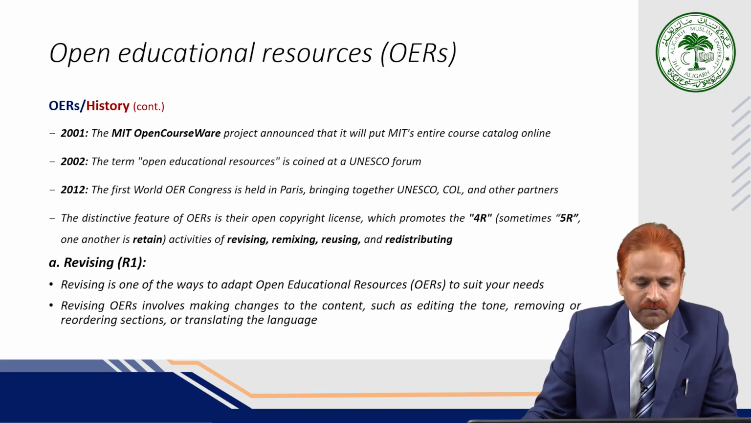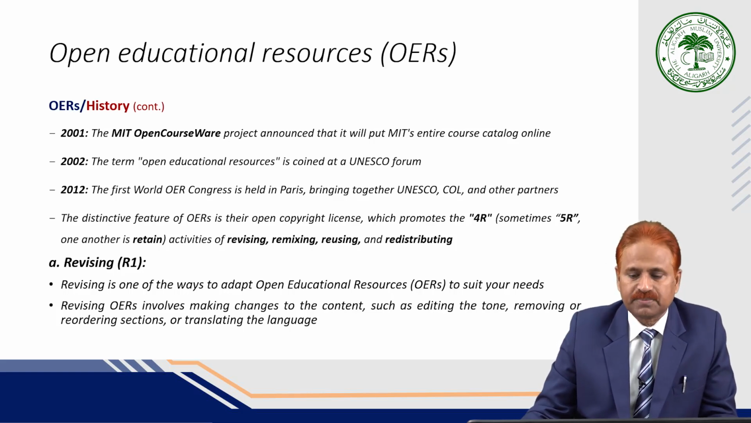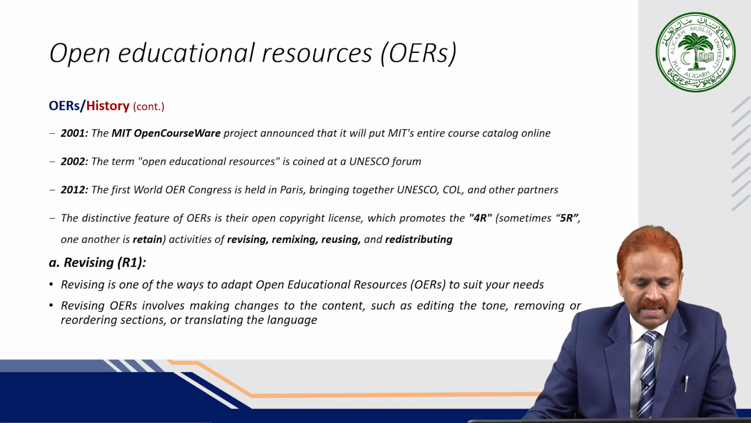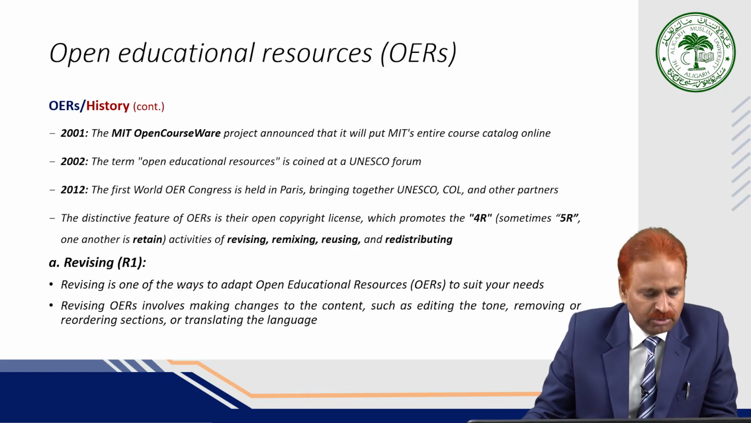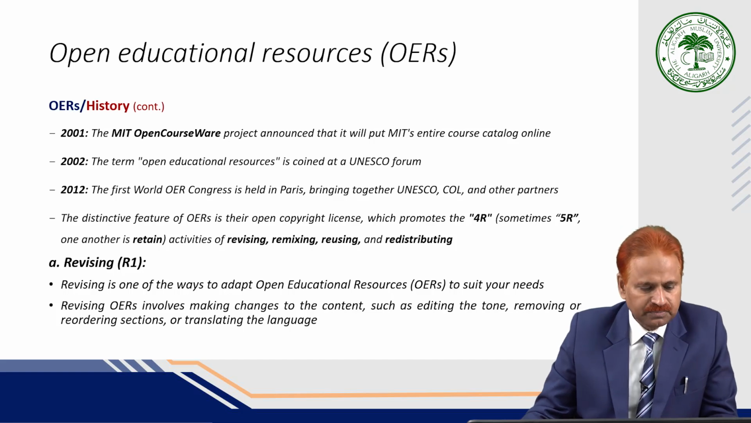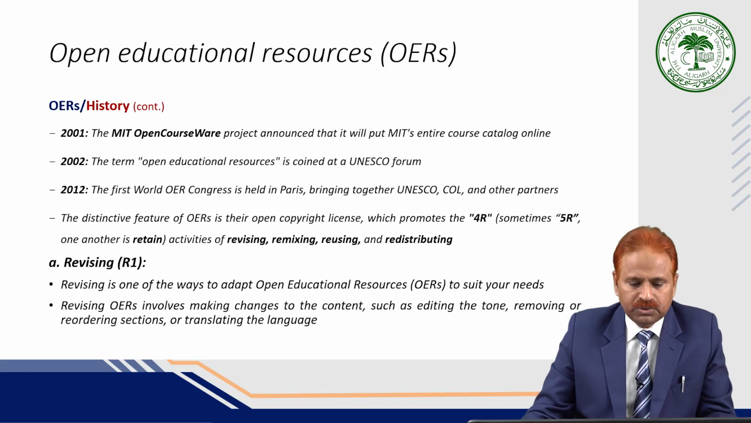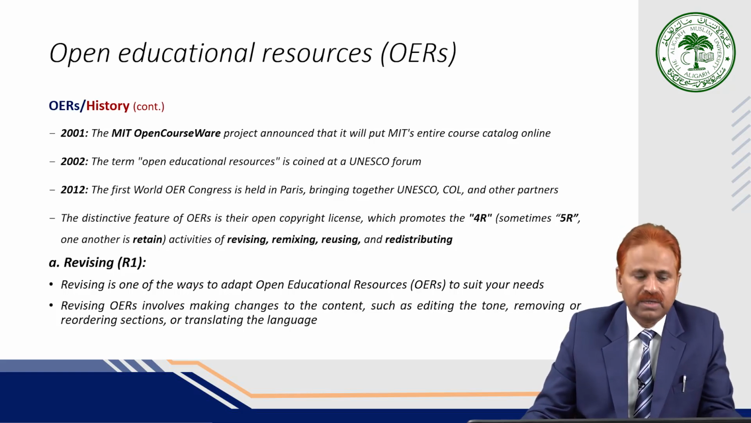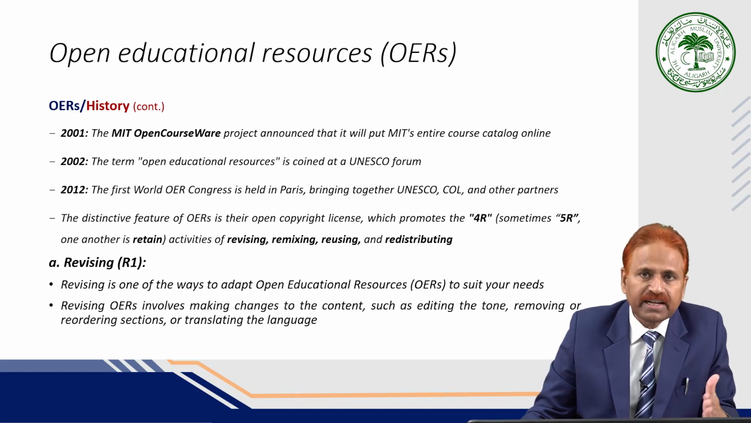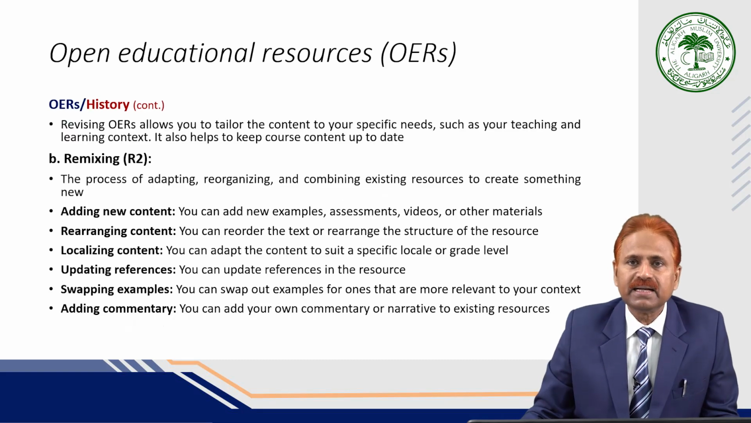The distinctive feature of OER is their open copyright license, which promotes the 4R, sometimes 5Rs. 1R is to retain activities like revising, remixing, reusing, and redistributing. We will discuss all these R's one by one. So first is revising. Revising is one of the ways to adopt open educational resources to suit your needs. Revising OER involves making changes to the content, such as editing the tone, removing or reordering the sections, or translating the language.